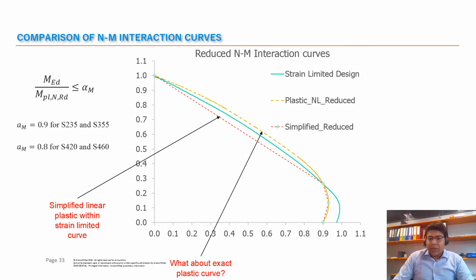The alpha M value is a reduction factor which is applied on the bending resistance, so the bending values of a cross section. This pushes the curve backward and inside the confines of a strain limited curve. But you would notice that the exact NM curve still lies outside these confines of strain limited, and that's why we don't use the exact NM curve, but rather a simplified NM curve, which is generated using different points on this exact curve, so points A, B, C, and D.